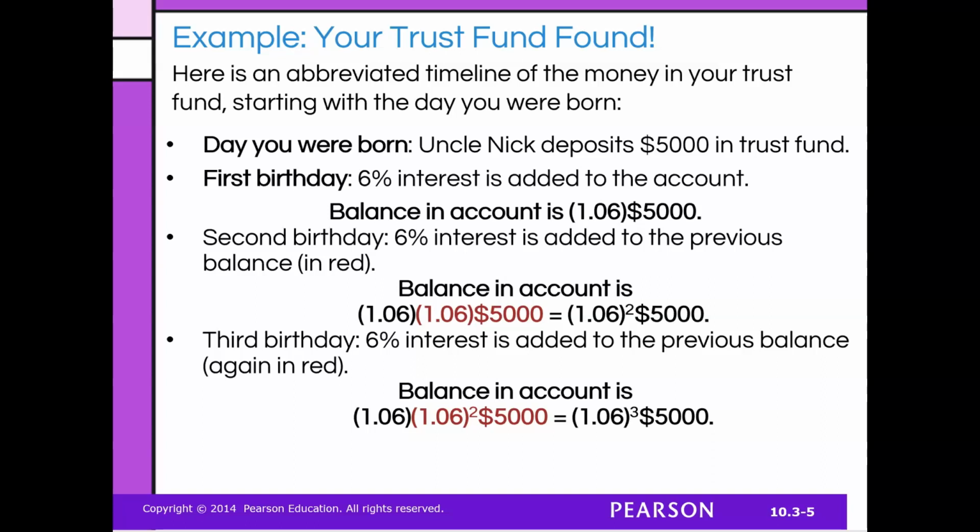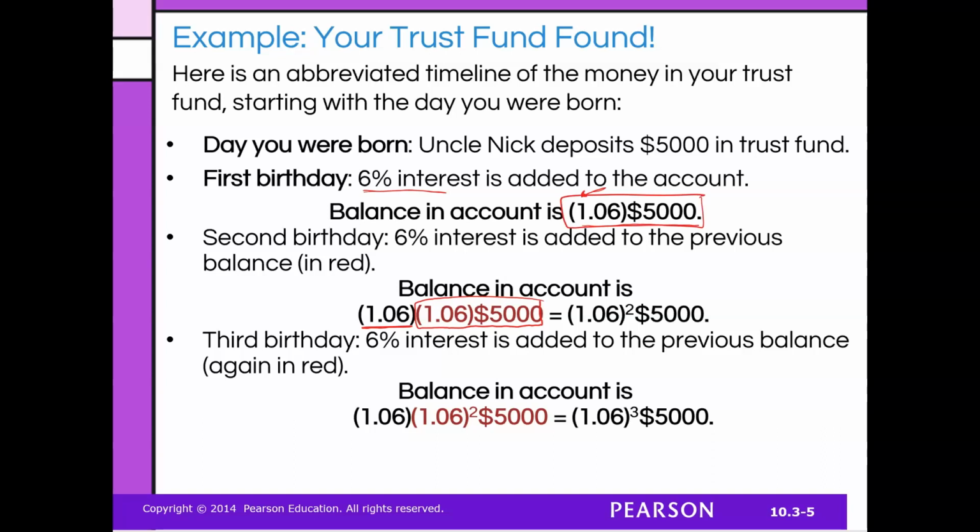So the day you were born, Uncle Nick puts in $5,000. The first birthday, 6% interest is added to the account. So remember, that's 1.06, that one coming from the whole 5,000 and then the 6% interest. If you haven't watched the percentage video, go back and take a peek at that. Now, the second birthday, you're doing that 1.06 again, but now you're earning interest on what was already in there, the whole thing, not just the 5,000, but everything that was in there.